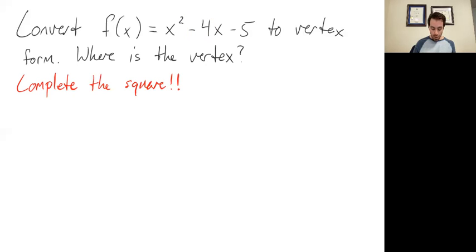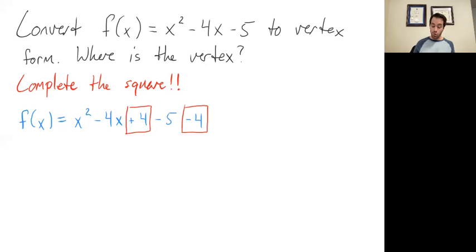So let's get started. f of x equals x squared minus 4x, now I'm going to do plus 4, minus 5 and then minus 4. This right here and this right here are new. Everything else in this was there from the start. So I've got the x squared, I've got the minus 4x, and I've got the minus 5. They were there from the start. But the things in boxes, those are new.